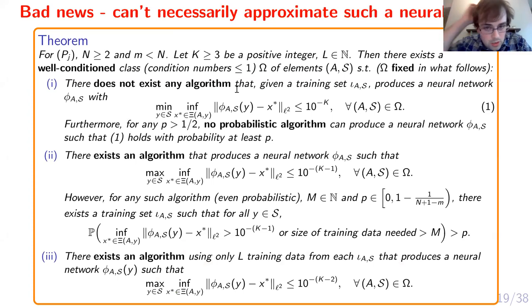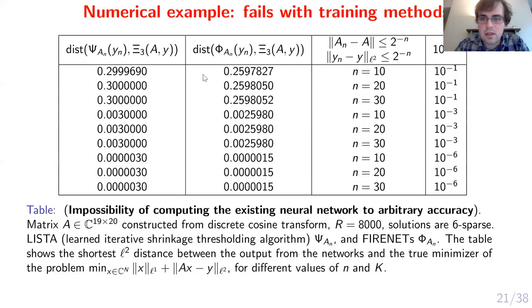What will happen in practice is that for your specific problem, you can often show that there exists a k. So that's sort of the reverse theorem where you say, okay, I have a class omega, then there exists a k. So we'll see an example of that as well in the talk. So in fact, this is such an example.